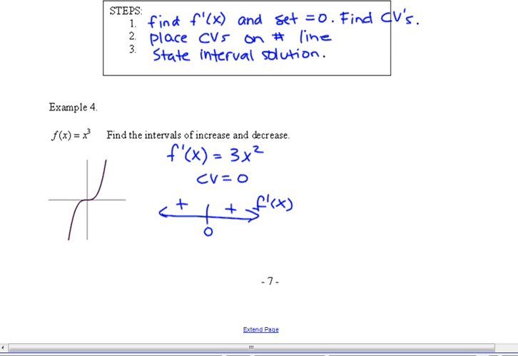Increasing when? Union, 0 to infinity. Okay. Is it ever decreasing? No. So not all critical values are going to be local maxes and mins. Right? That makes sense. Just because it's a critical value doesn't mean it's going to be a local max or min. Alrighty, try the next one on your own.